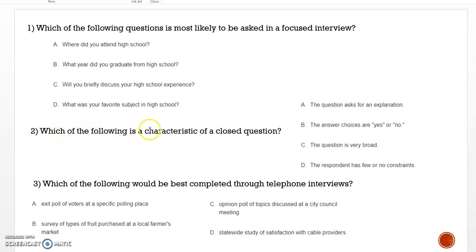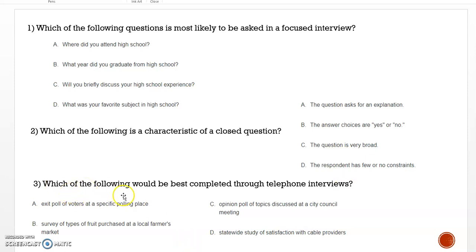Number 2, which of the following is a characteristic of a closed question? Remember, in that personal interview, you're asking a closed question. Let's go through these. Again, I would pause it and then come back. If it asks for an explanation, that is not a closed question because it's not a limited amount of choices. The answers are yes and no. Sure, those are closed questions. You could only choose yes or no. So in this case, the answer would be B.